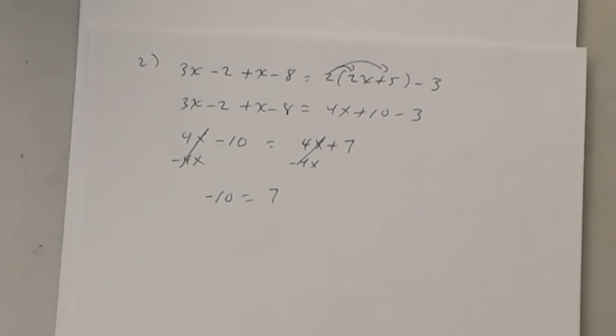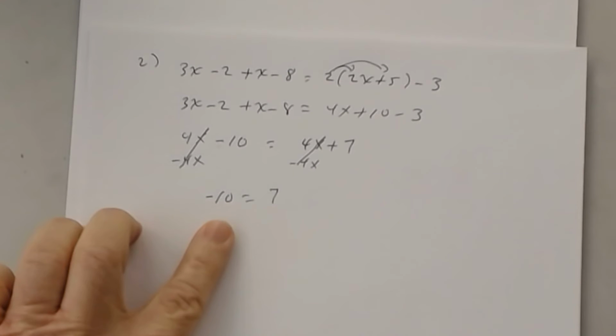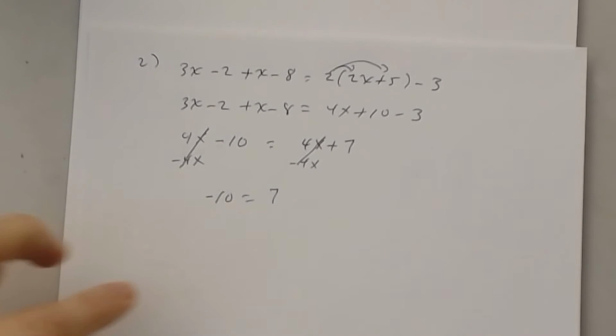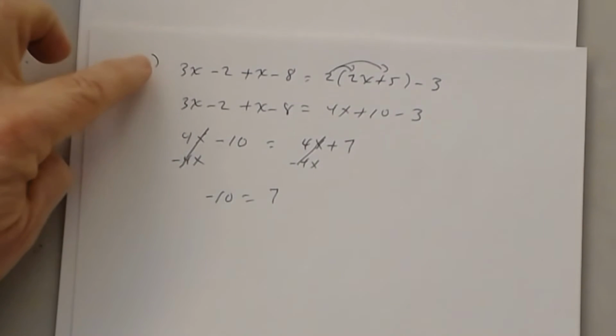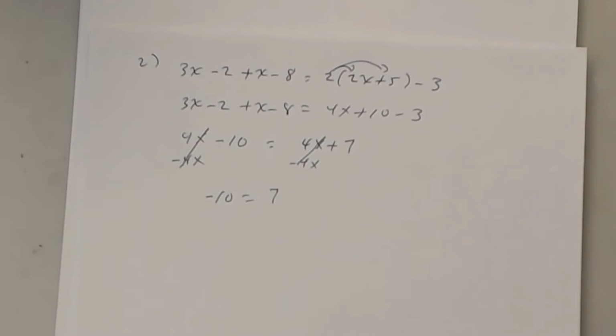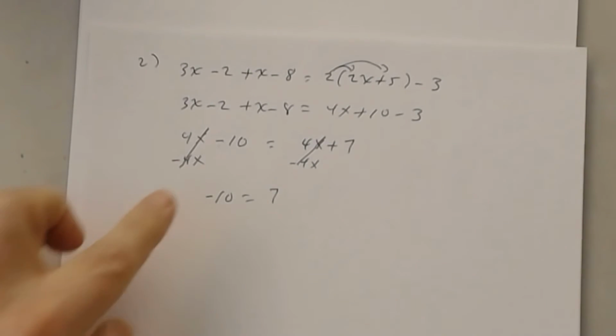So you may remember in a previous course that when the variables disappear, for linear equations now, you're either going to get no solution or all real numbers. So here, that's a false statement. So can you tell me what values of x will make the original problem a true statement? Is there any? Can you give me a value for x that will make the original problem a true statement? No, that's a false statement.